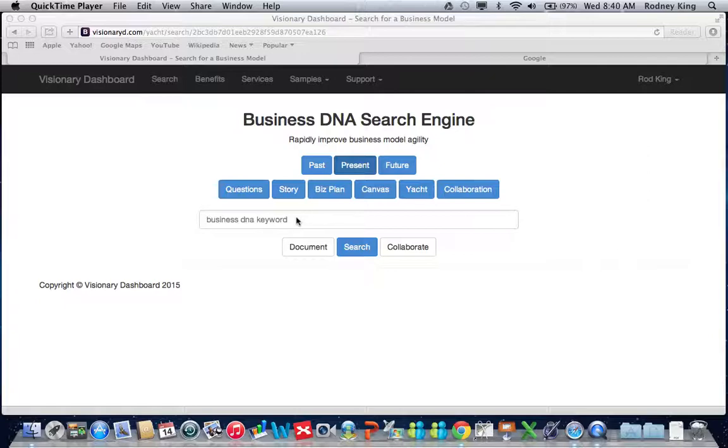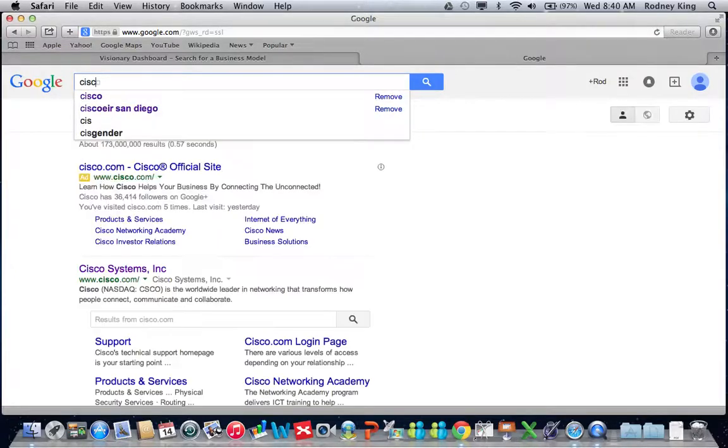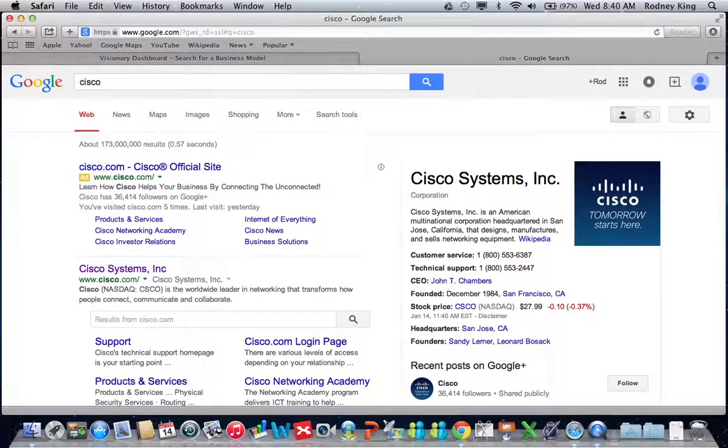The traditional approach of someone who is interested in these questions is to go to Google and do a search, for example, on Cisco. Having done that search, the results are presented, and in this case 173 million results are presented in 0.57 seconds. However, these results are not organized according to the structure of a business model.